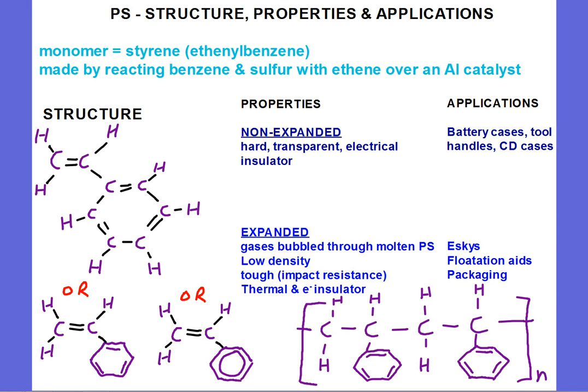The last polymer we need to study, or the last addition polymer we've got to study in 9.2.1 is polystyrene. Now the monomer for polystyrene is styrene, or the systematic name is ethenylbenzene. It's made by reacting benzene and sulfur with ethene over an aluminium catalyst. Its structure looks like this. It's like an ethene molecule, except it's got a benzene ring rather than one of the hydrogens.